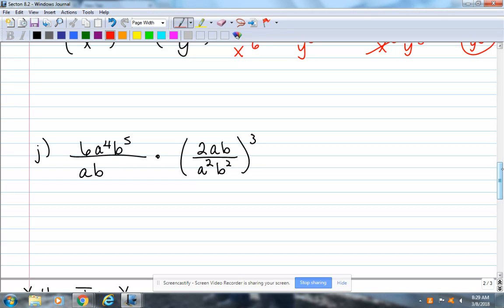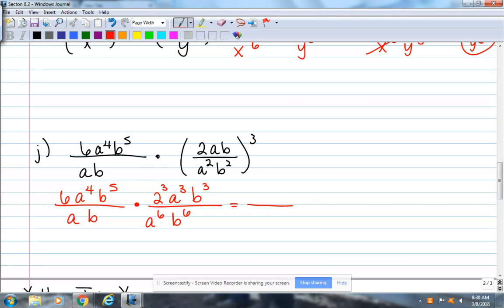So the first fraction doesn't have a parentheses, does it? So that one will not change right now. So I'm going to copy it down here. And then the second one, I'm going to give everything a cube. And if it already has an exponent, I multiply times 3. So that's going to be 2 to what power? A to what power? 3rd. B to what power? Over a to the and b to the 6.